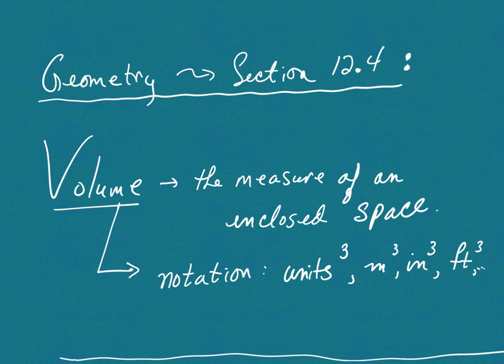Welcome back to geometry. Today we're going to take a look at section 12.4 and move on to the next geometric measure. We spent a lot of time talking about surface area, so now we're going to move on to another three-dimensional measure called volume. You can see the definition there on the screen. Volume is defined as the measure of an enclosed space.